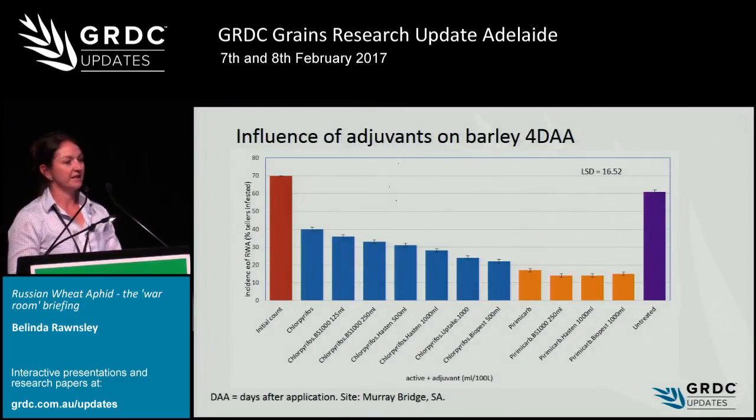At Murray Bridge, we conducted the trial to look at the influence when adjuvants were added. More work obviously has to be done in this area, as we only selected a few adjuvants to try. The untreated plants had a high level of aphids, as you can see here, the purple bar, and all insecticides reduced incidence. But when we put the adjuvant in, we saw that increased level of efficacy of the chemical.